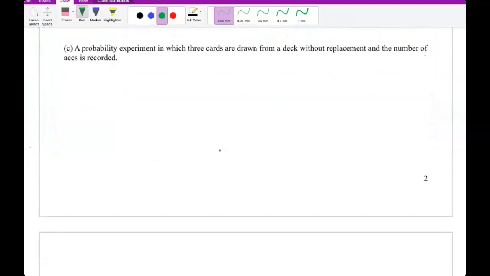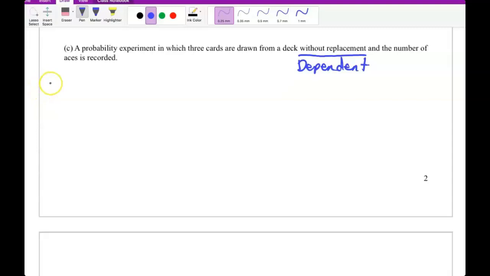Now part C. Probability experiment in which 3 cards are drawn from a deck without replacement. What's important in this part is that we have it without replacement. Since we have without replacement, that means the trials are dependent. We had this before, remember? When we had 52 cards, and the number of aces is recorded.